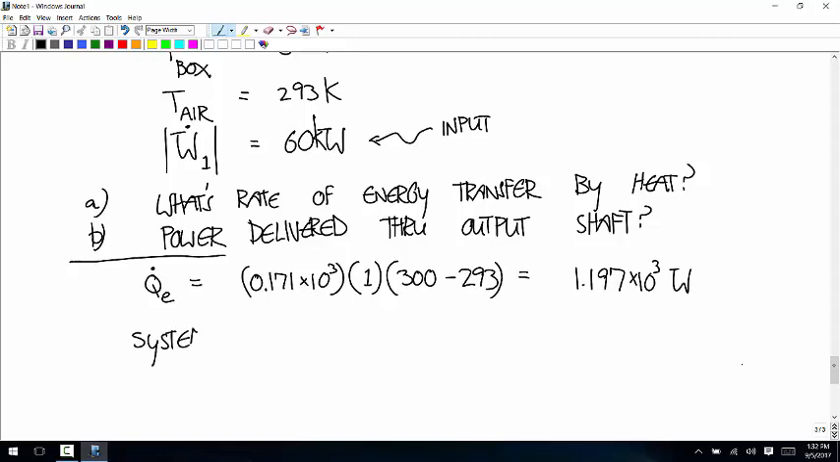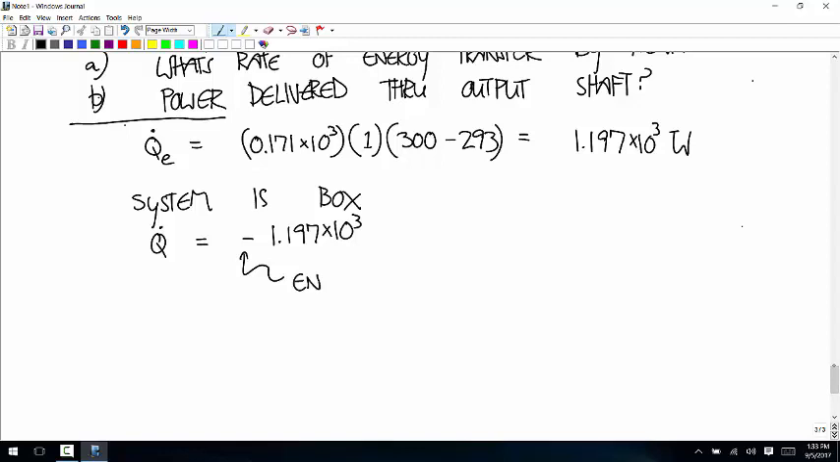Our system is going to be the box. So is Q dot positive or negative? So our system is the box. The box is emitting energy. So is Q dot positive or negative? Negative, yeah. Because positive Q means energy is coming into the system through heat. So Q dot is equal to negative 1.197 times 10 to the third watts. This negative means energy is leaving the box.